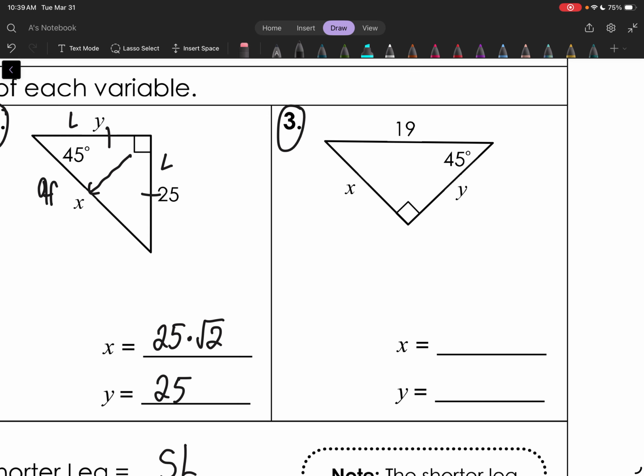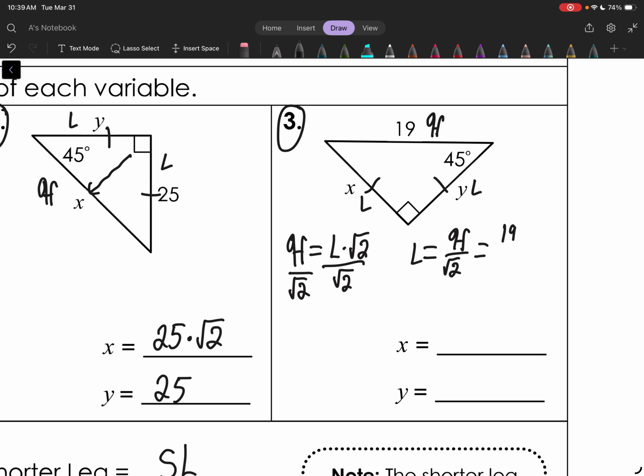Number 3. The hypotenuse is 19. My legs are X and Y. X and Y are congruent. To find the legs from the hypotenuse, I know that my hypotenuse is equal to leg times the square root of 2. I'm going to divide by the square root of 2 to have leg is equal to hypotenuse over square root of 2.